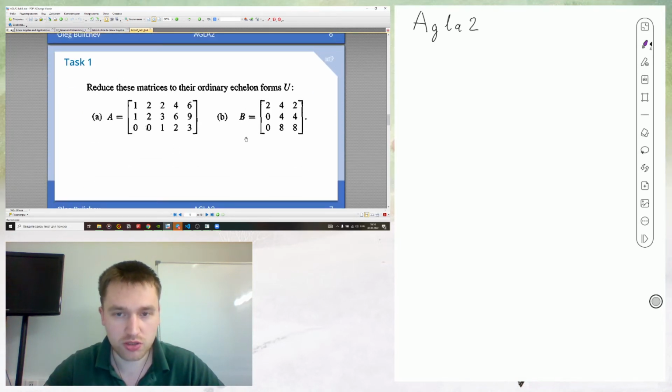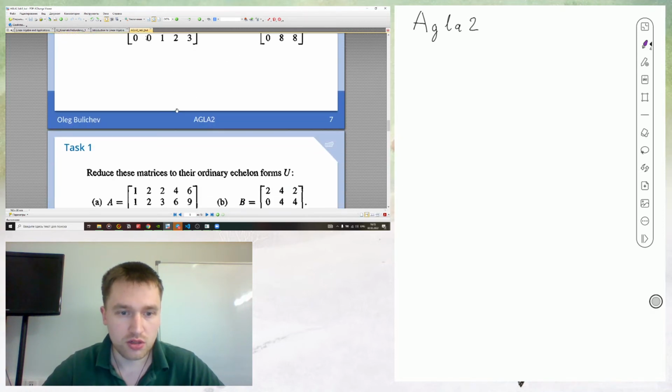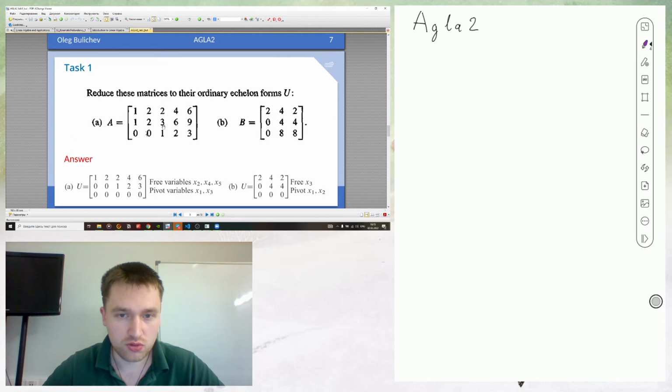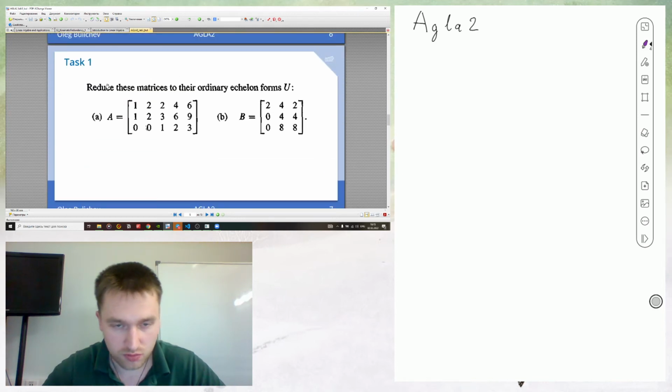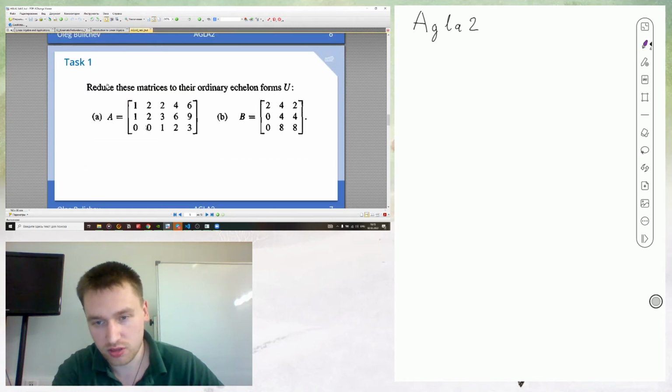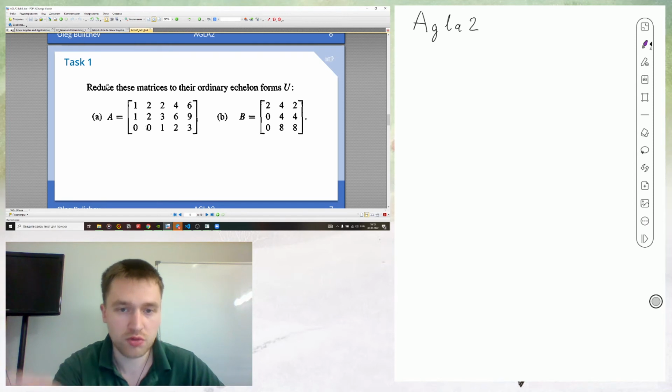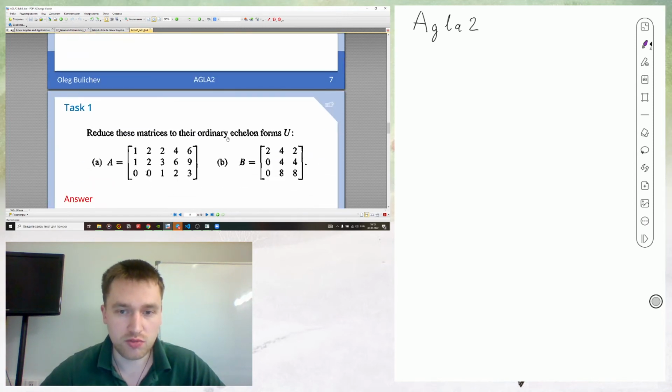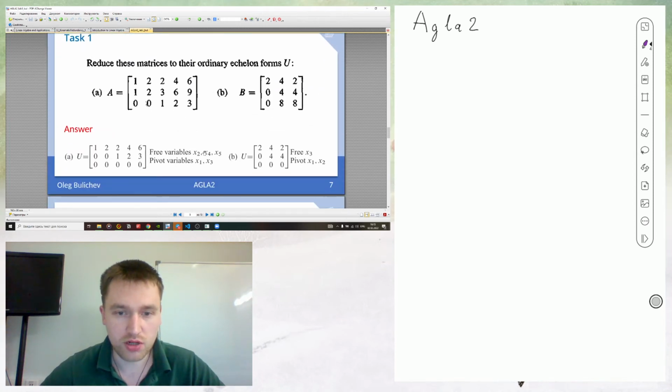After this, I'm providing you 3 tasks. The first task is just for calculating. You need to receive... I forgot to add some extra task. So in this case, you just need to make echelon form and write down what it means, what the free variables and pivot variables are.